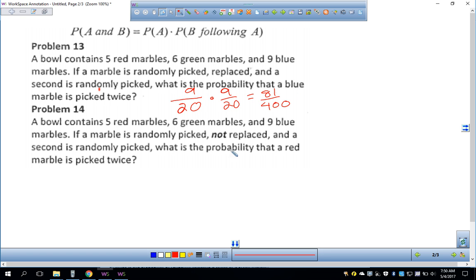Okay, a bowl contains 5 red and 15 green marbles. If a marble is picked and not replaced, what is the probability that a red marble is picked twice? So what's the probability of getting a red marble the first time? 5 out of 20, right? What's the probability of getting a red marble the second time if you're not replacing them? There's only 4 to choose, 4 out of 19, right? Not out of 20. And then you just multiply those together and you get that probability.